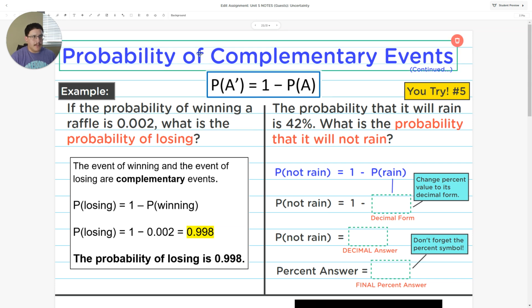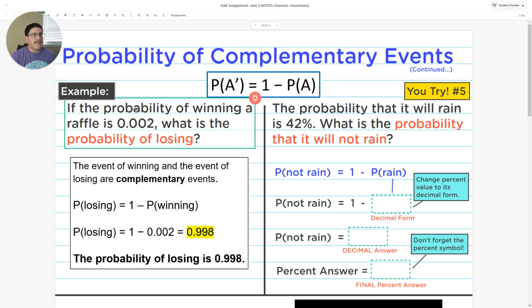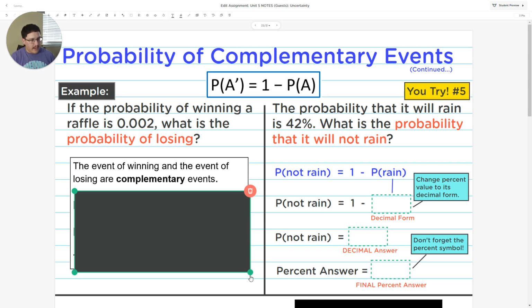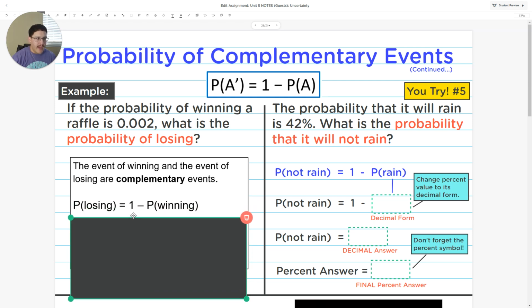Okay, here's an example. If the probability of winning a raffle is 0.002, what is the probability of losing? So, losing is the complement of winning, or the opposite. So, how do I find the probability of losing if I know the probability of winning? Well, since these are complementary events, I'm just going to subtract the winning probability from 1.